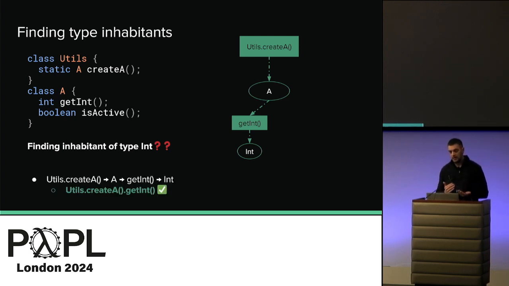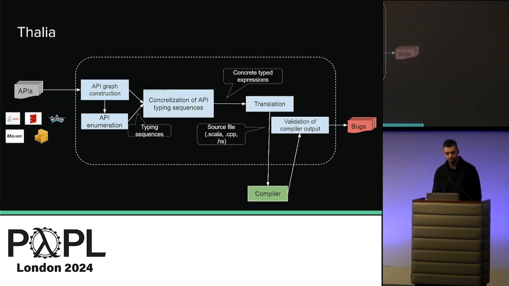However, when we have parametric polymorphism, the problem becomes much trickier. So in this paper, we introduce an algorithm that is able to tackle this case. I don't want to be too technical here, so I encourage you to read the paper for more details about the algorithm. And here's again the overview of Thalia.